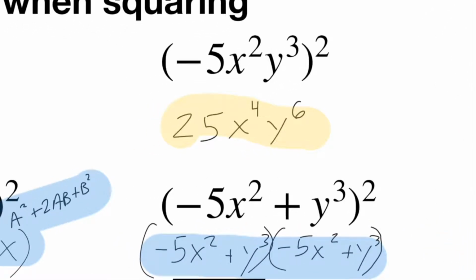if you have one term inside, then when you square the whole thing, you can just distribute the 2 to the negative 5, negative 25. Distribute the 2 to the x squared. X squared times x squared is x to the 4th. Distribute the 2 to the y to the 3rd. Remember, when you take a power raised to a power, you can multiply the exponents. 3 times 2 is 6.